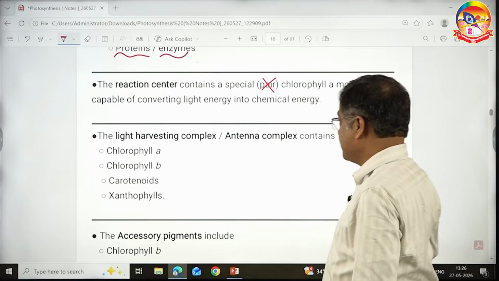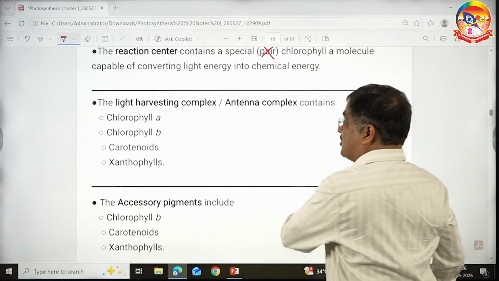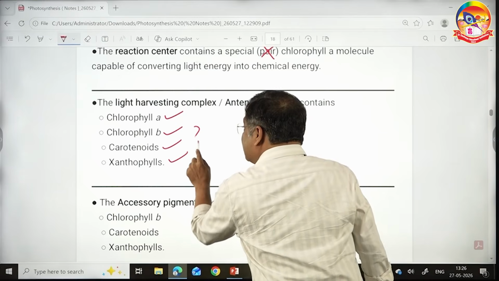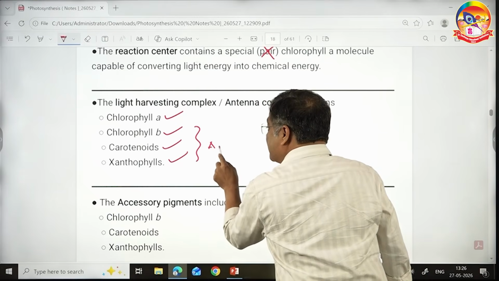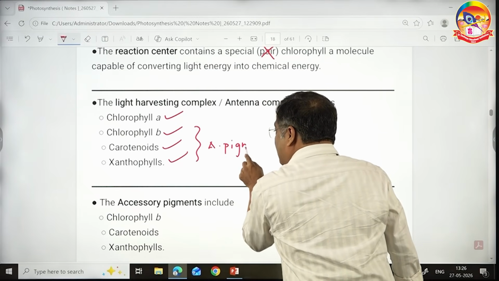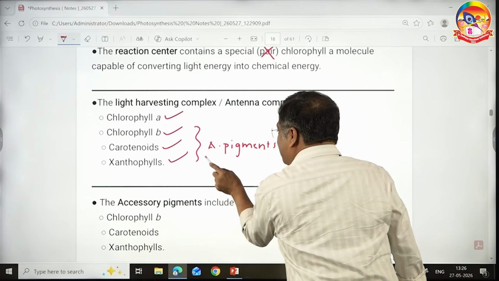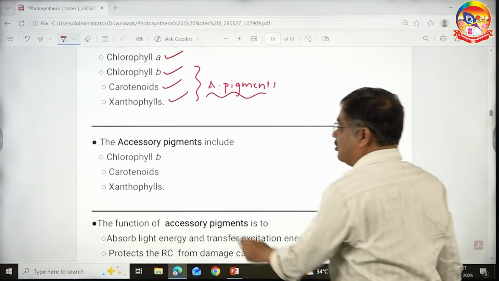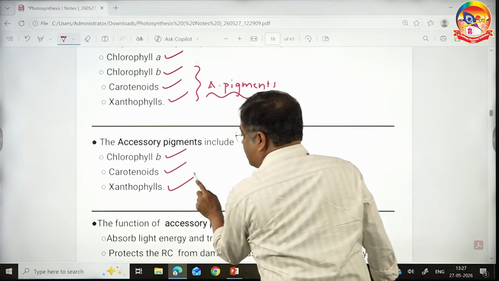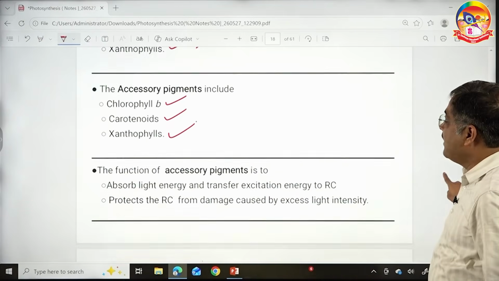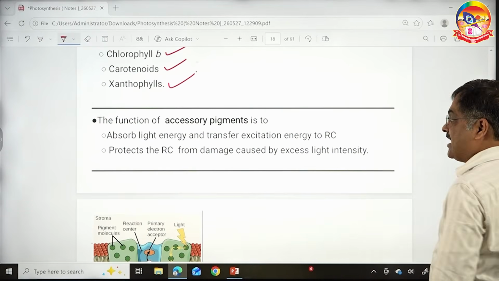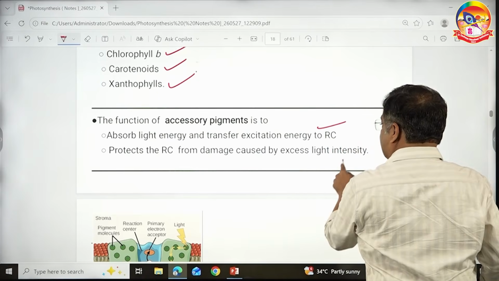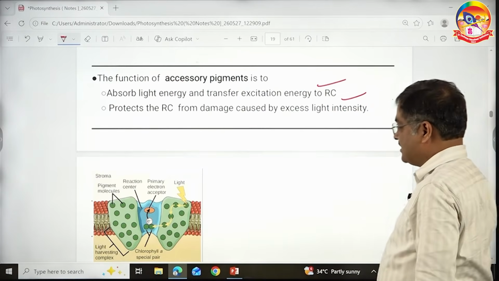capable of converting light energy to chemical energy. The light harvesting complex or antenna complex includes all four pigments, but these three are said to be accessory pigments, because they absorb light and transmit light to the reaction center. The accessory pigments include chlorophyll B, carotenoids, and xanthophylls. What is the function of accessory pigments? They absorb light and transmit light to the reaction center, and protect the reaction center from excessive light intensity.